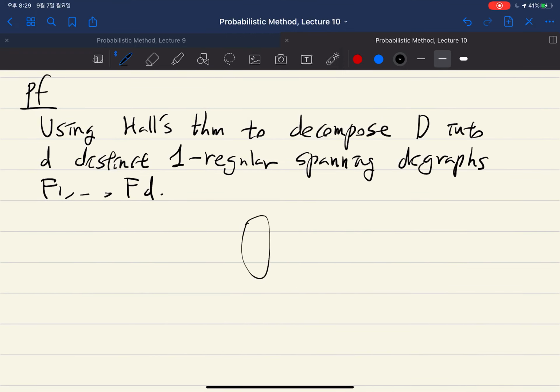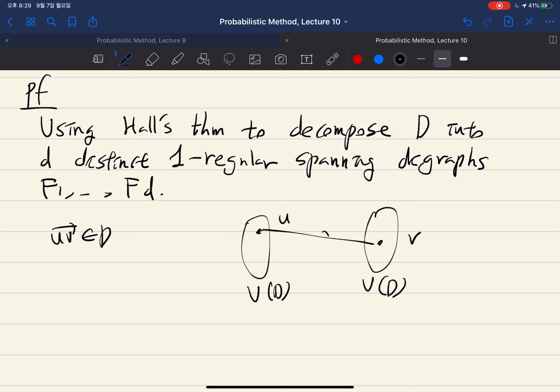So you have a vertex set of D, and you take one copy of the vertex set of D, U, V. If UV is a directed edge in D, then you put this here. Let's say this is V prime. So everything here is prime. Then you have this bipartite graph, and this bipartite graph is a D-regular bipartite graph.